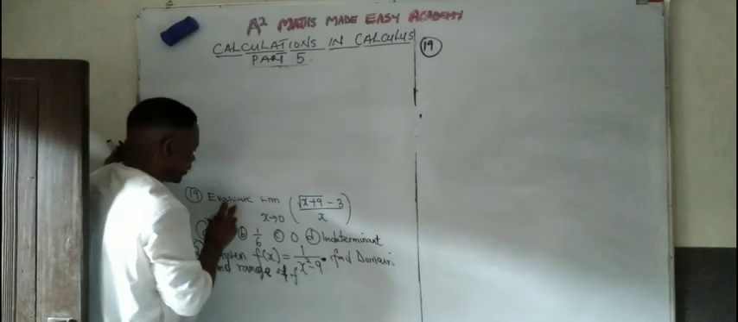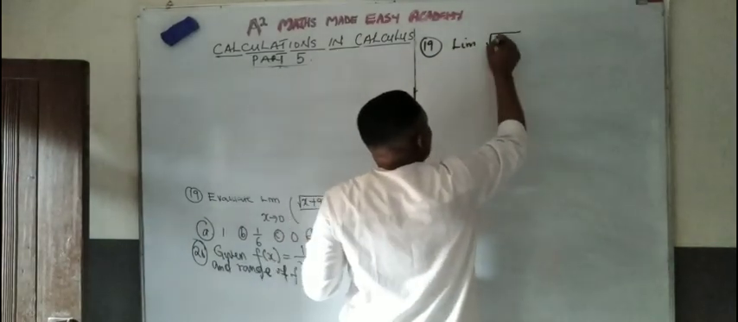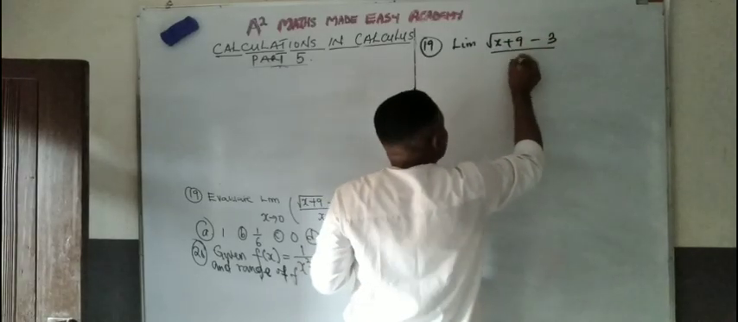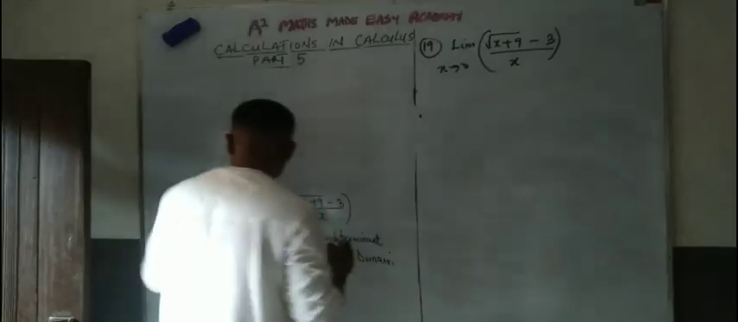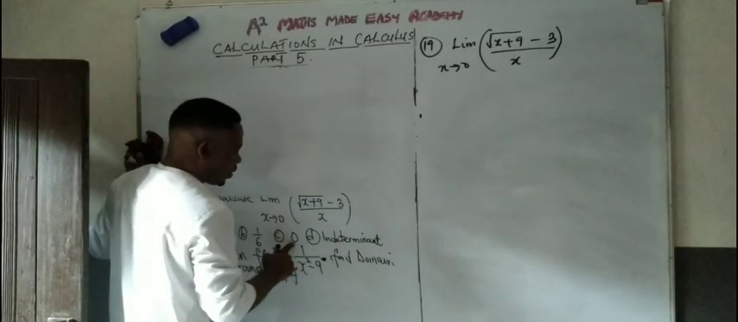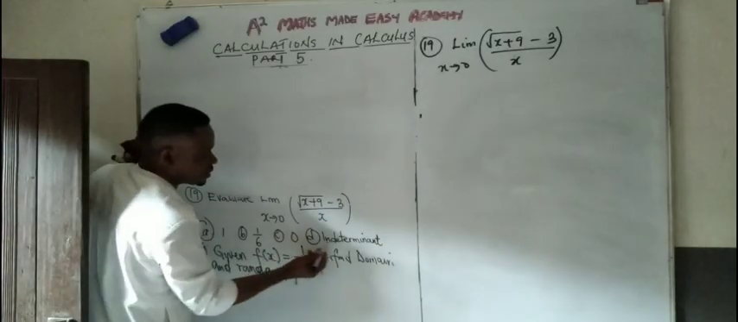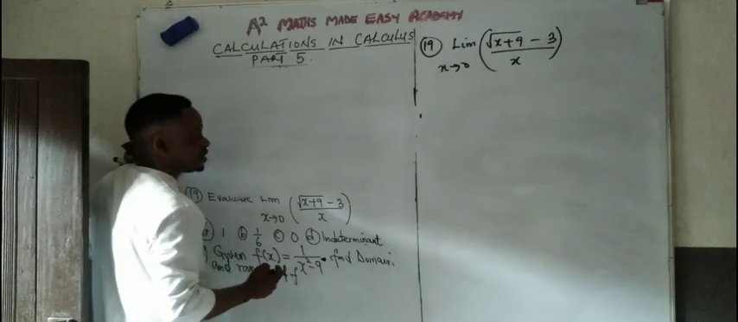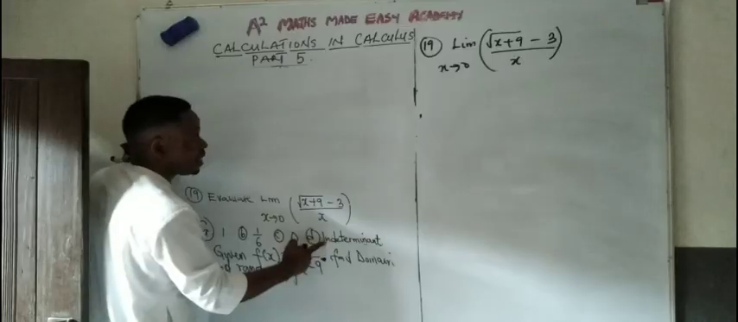Question number 19. The question says we should evaluate the limit of square root of x plus 9 minus 3, all over x, all in brackets, as x approaches 0. We have option A 1, option B 1 over 6, option C 0, option D indeterminate. Now some learners will just conclude that since this option is in words, the correct answer is option D. Please don't try it. What did I say? Don't say indeterminate. Solve first.